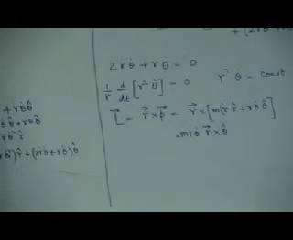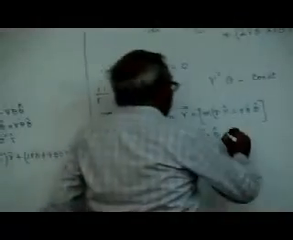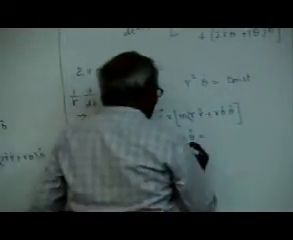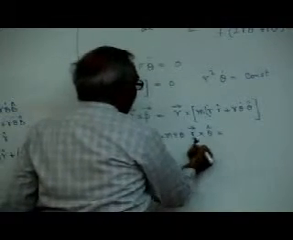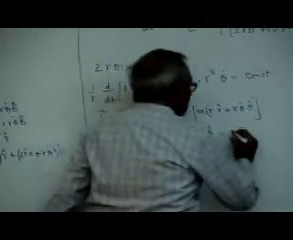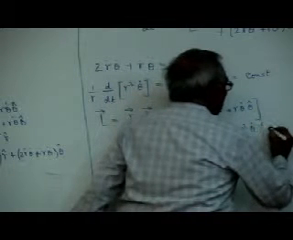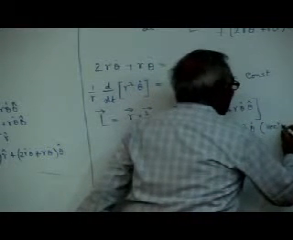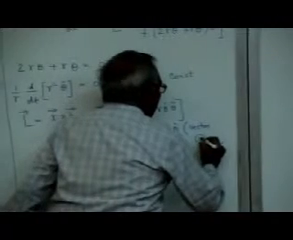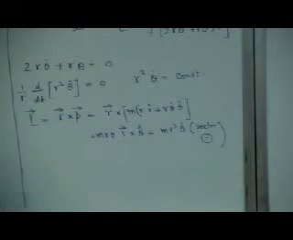And r cap cross theta cap is a vector coming out of the plane of the black hole, and its magnitude is 1, because the angle between the r vector and the theta vector is 90 degrees. So I get m r squared theta dot times a vector coming out of the board, which I will write out.